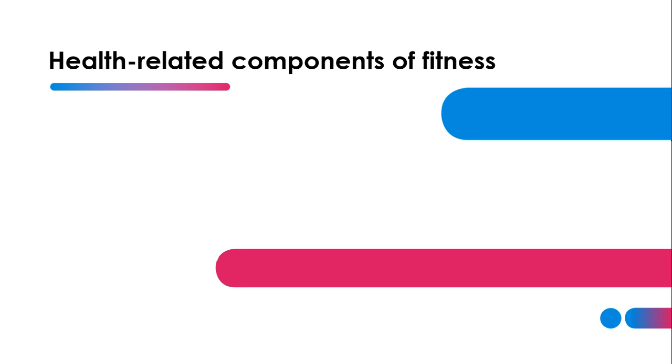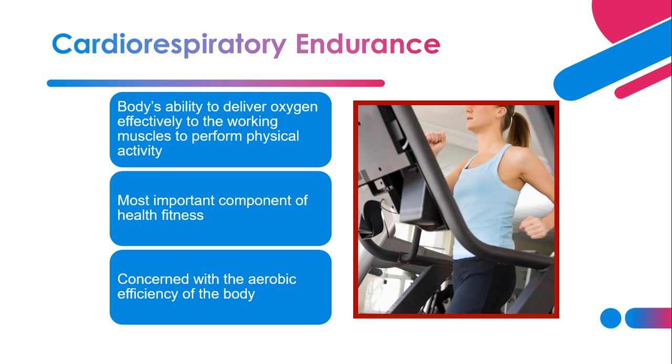In this section, each fitness component is defined, its relationship to health delineated, methods to improve the fitness component discussed, and techniques to measure the component identified. So cardiorespiratory endurance is the body's ability to deliver oxygen effectively to the working muscles so that an individual can perform physical activity. Efficient functioning of the cardiovascular system, the heart and blood vessels, and the respiratory system, the lungs, is essential for the distribution of oxygen and nutrients and removal of waste from the body.